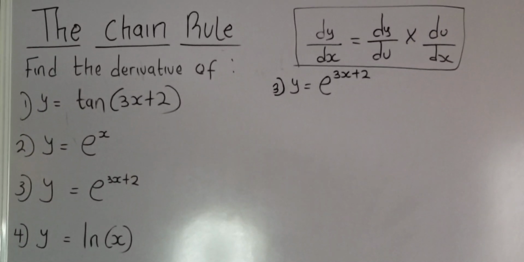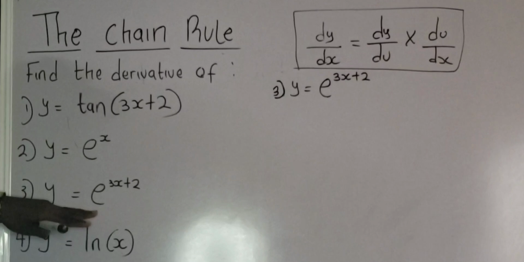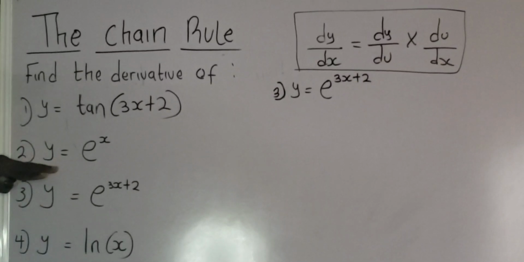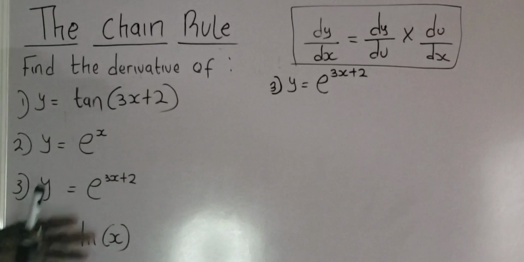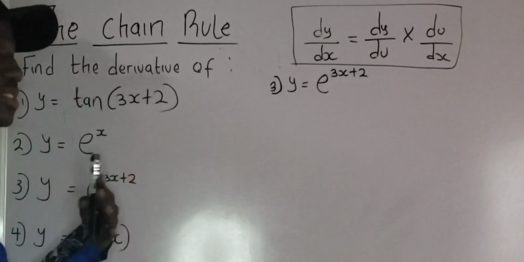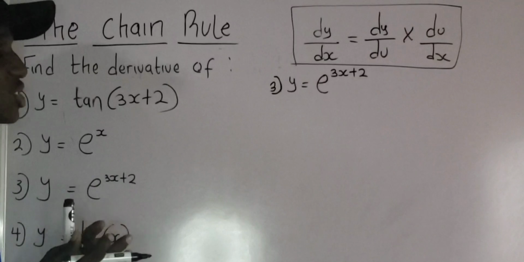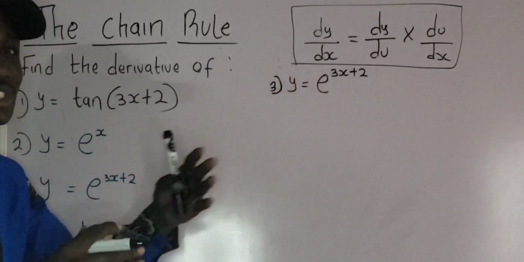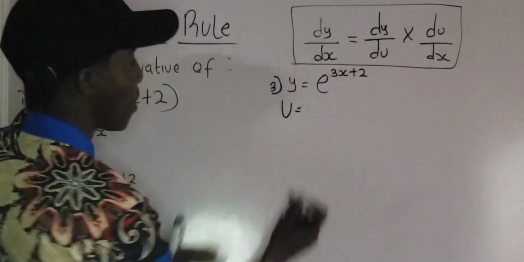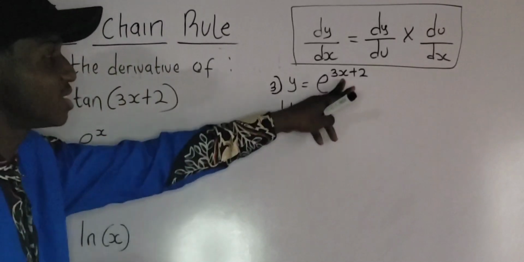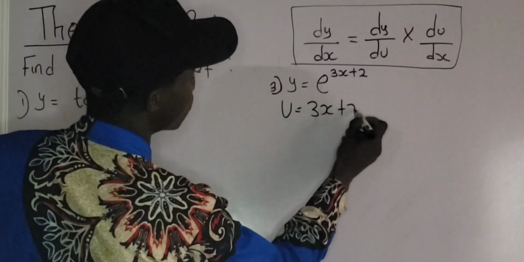To take the derivative of this function, you can see that question number 3 looks like question number 2. Only the power is not the same. So I want to use this to explain better. The first step is that you are going to set u equal to the power to which the Euler's constant is raised. What is the power to which e is raised? e is raised to the power of 3x plus 2. So u is equal to 3x plus 2.